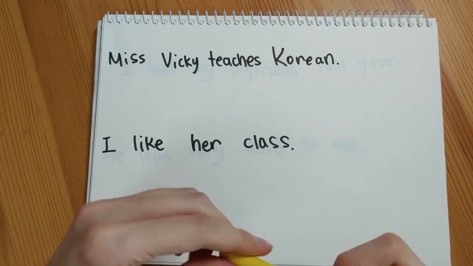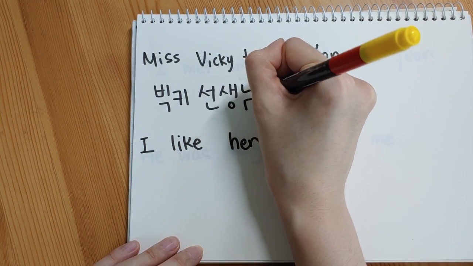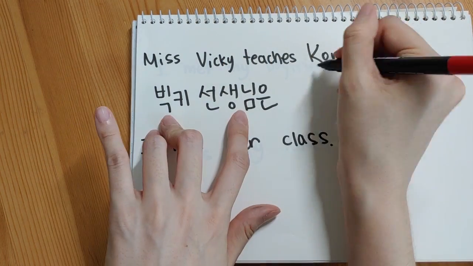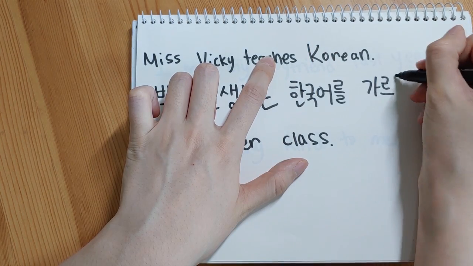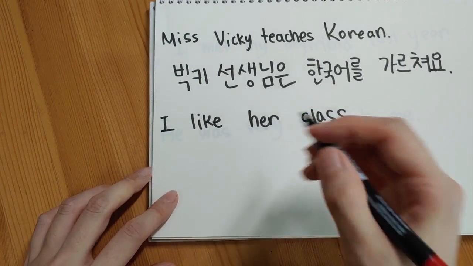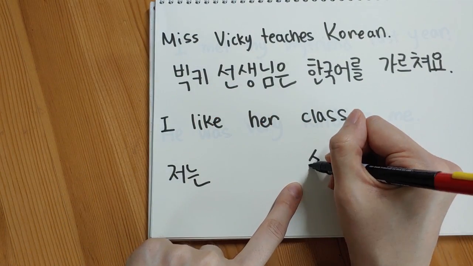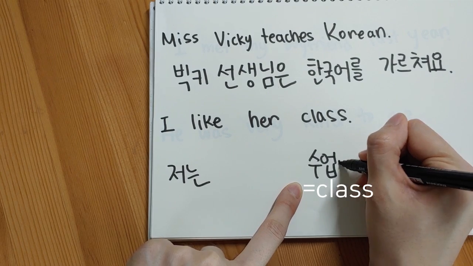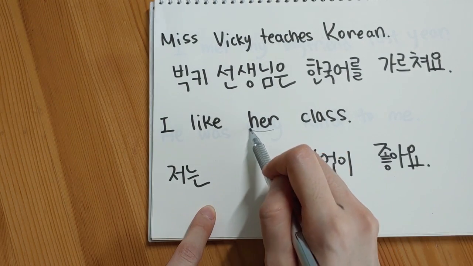I like her class. So you can state the subject first. Vicky 선생님은 and then object 한국어를 가르쳐요 in present form, right? I like her class. 저는 her 수업이 좋아요.